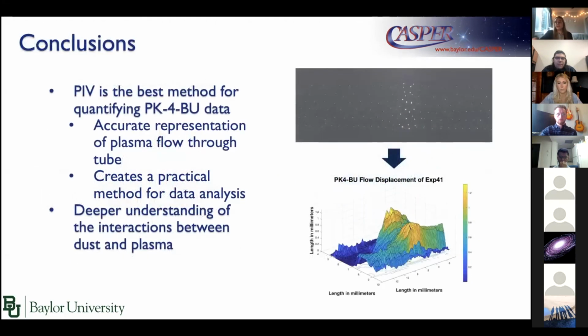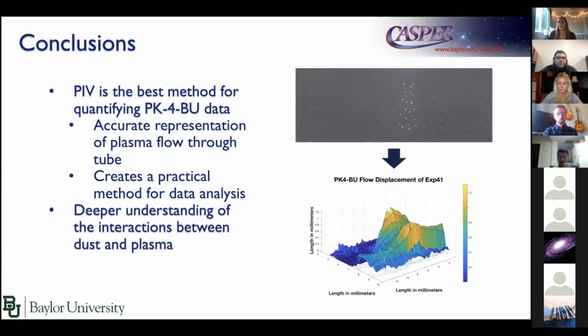Considering both methods of data analysis, PIV is the best method for particle tracking because it allows us to visualize the flow of plasma and particles in multiple ways. With PIV, we can now accurately demonstrate the flow of plasma through the PK4BU, and we can easily visualize the phenomena within the experiment. Another major benefit of PIV is it saves us a lot of time because the code can analyze large amounts of data at once, and instead of calculating the velocities by hand or modeling each individual graph, we have the code all in one place.